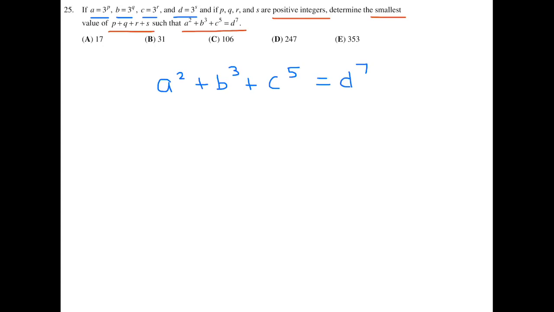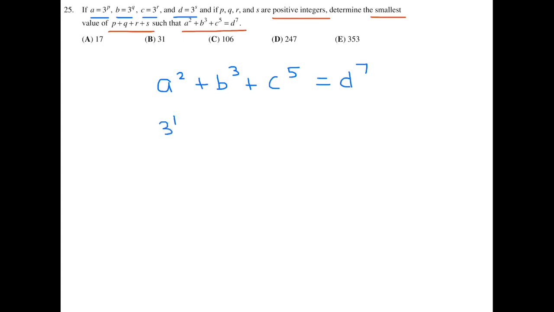If A equals 3^P, B equals 3^Q, C equals 3^R, and D equals 3^S, and P, Q, R, and S are positive integers, determine the smallest value of P plus Q plus R plus S such that A squared plus B cubed plus C to the fifth is equal to D to the 7th. All right, oh boy. Okay, so let's write this out. A squared plus B to the power 3 plus C to the power 5 is equal to D to the power 7. All right, let's start substituting.